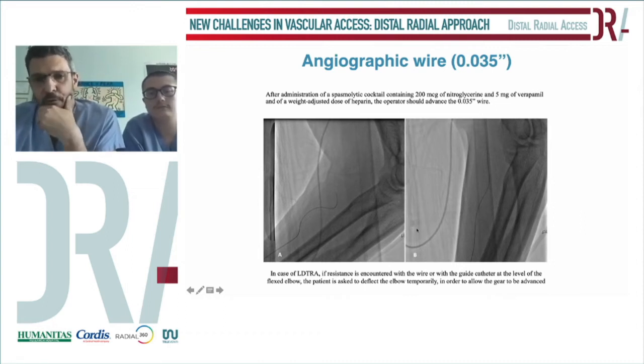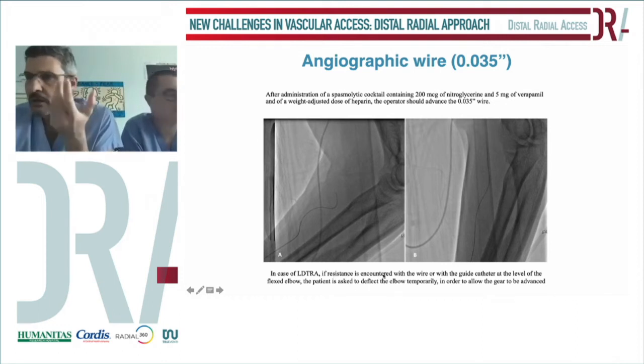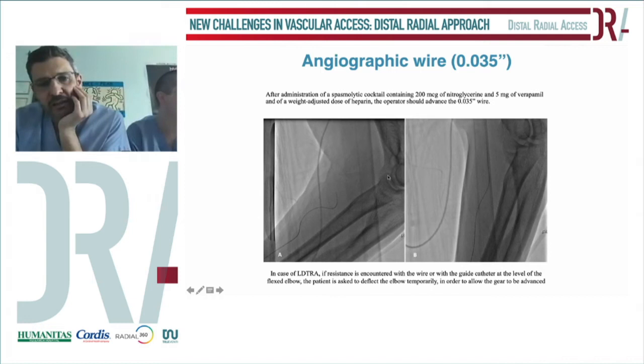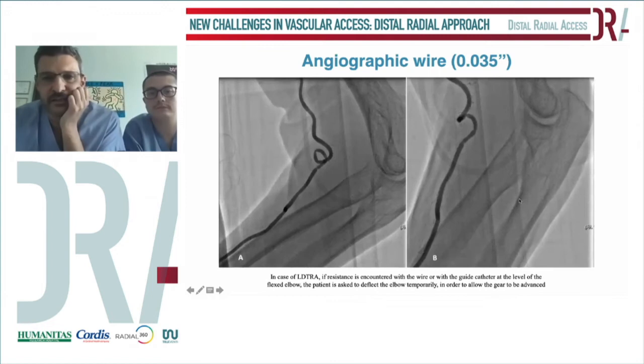So first of all, we have to consider that if we encounter some resistance, we don't have to push the wire. We have to check with the contrast if we have some doubt, or better, in case of left distal radial, ask the patient to deflex the elbow temporarily in order to allow the wire to be advanced. This is a picture, but I have also a video. No, I think that it's a picture, sorry.